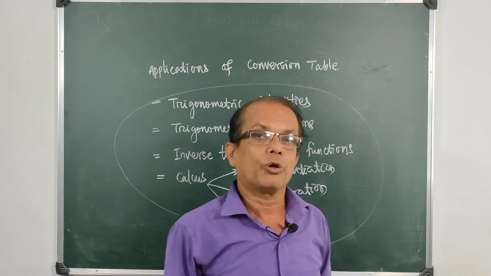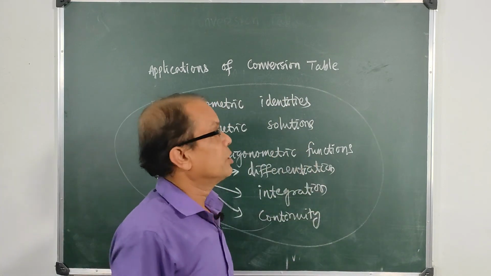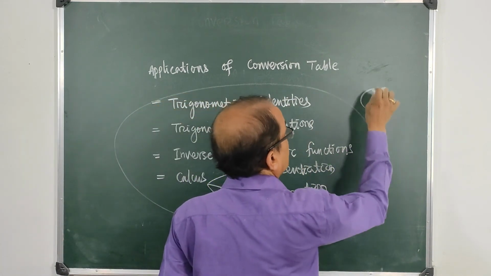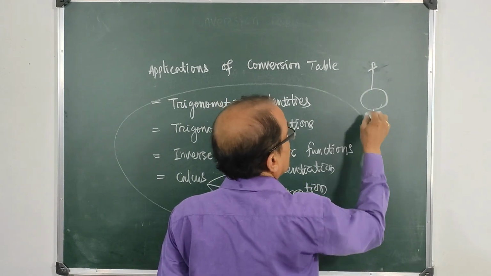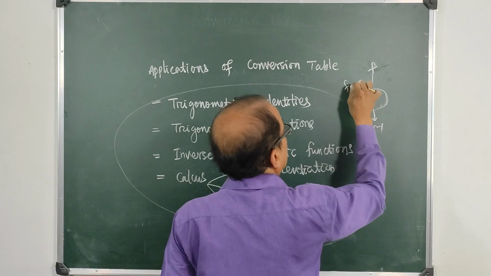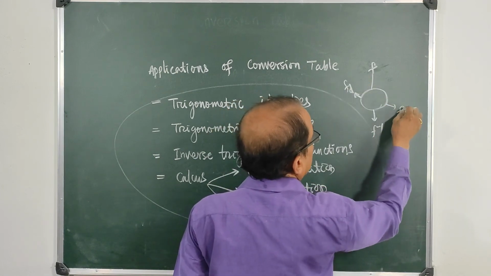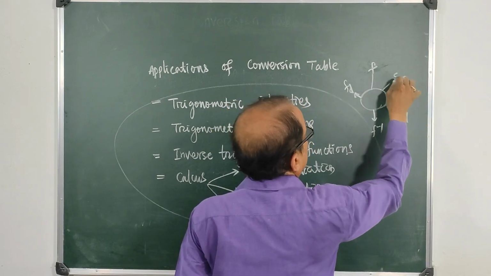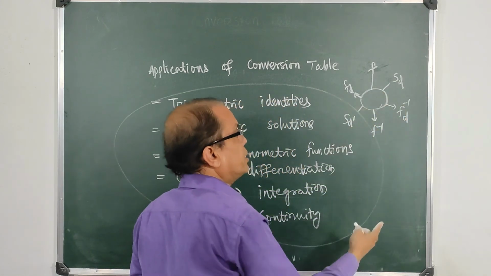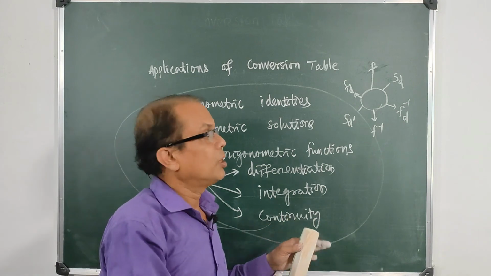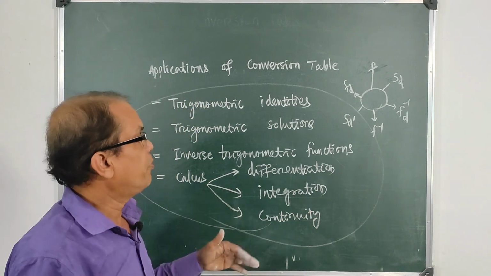So I request all of you just to practice the method which I told: find the F factor, then the F inverse factor, then the FD factor, then the F inverse D factor, then the SD factor and the SD dash factor. If you complete all 6 and put them into a conversion table, then it's okay and you will be super fast.